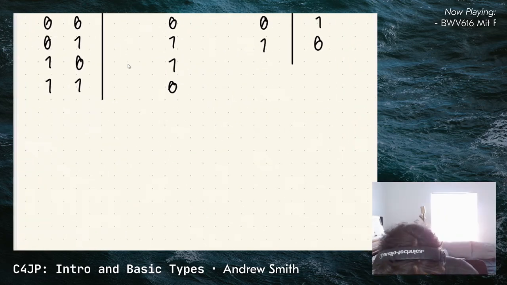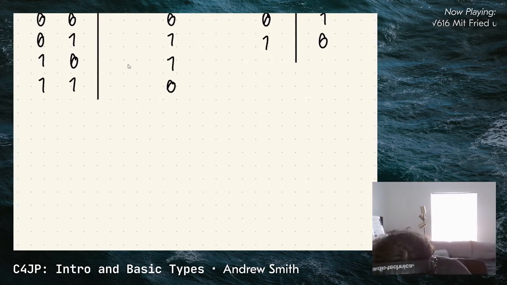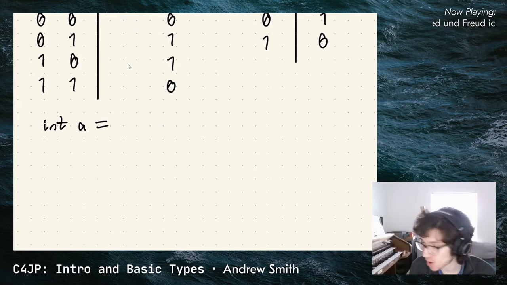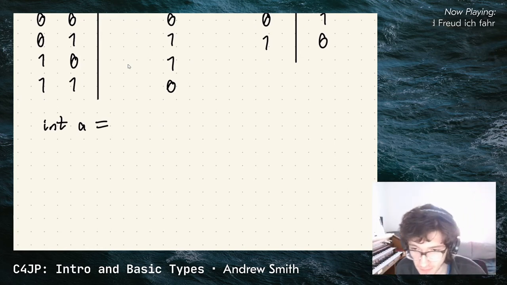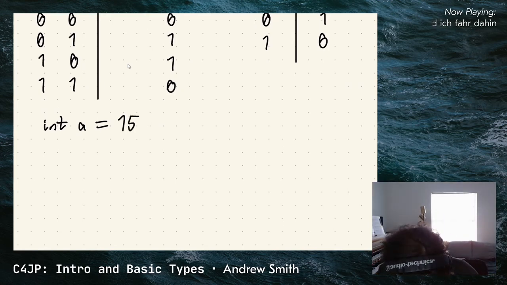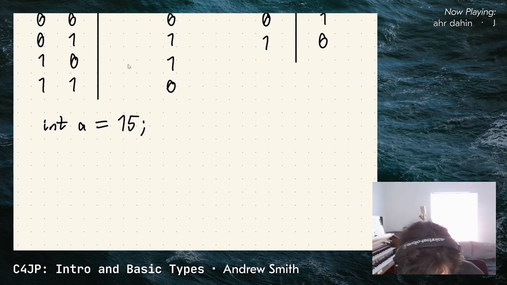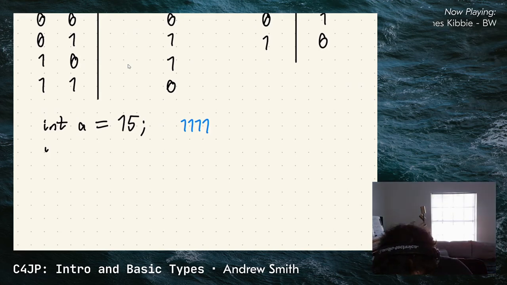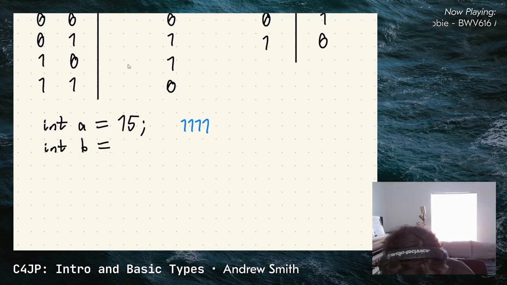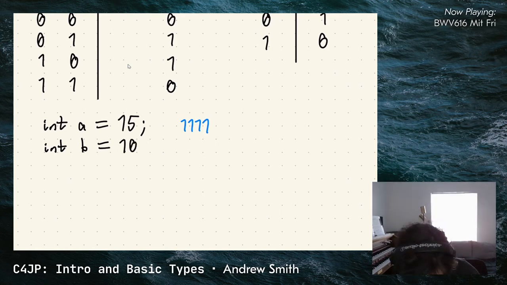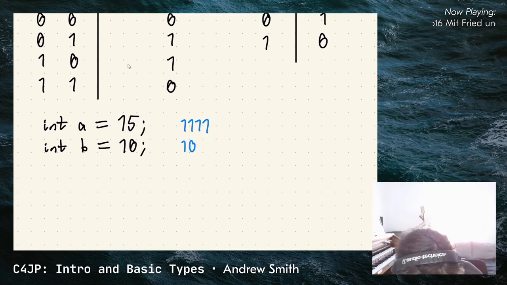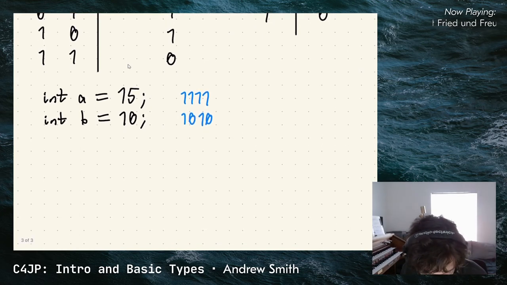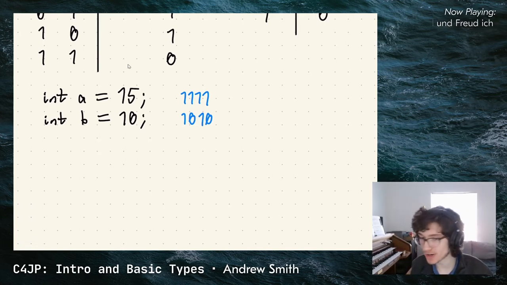And now if we apply these operators to integers, then they apply to every bit at a time. So if I say, for example, int A equals, and we're going to work with some very small values here, let's say that it's 15, which in binary, we'll just write off to the side here, is 1, 1, 1, 1. And then here we'll say int b is equal to, what would be a good value? 10, which is 1, 0, 1, 0.